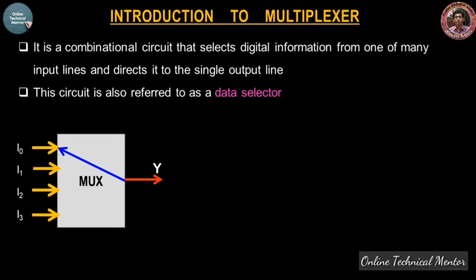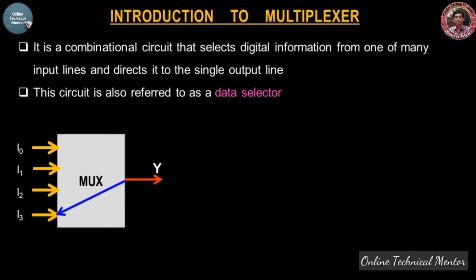So whatever the data is at the input I0 line, that will be transmitted through this dialer and moved to the output. You can also change this dialer to some other input. So you can move it to I1 or I2 or I3. This dialer will connect each of the input lines one by one and send the data at the corresponding input to the output line. Data at the input ends are selected one by one and passed to the output line. So this MUX circuit or the multiplexer circuit is also referred to as a data selector.